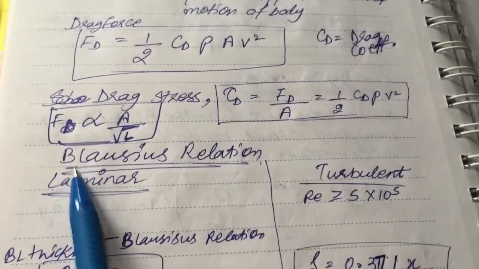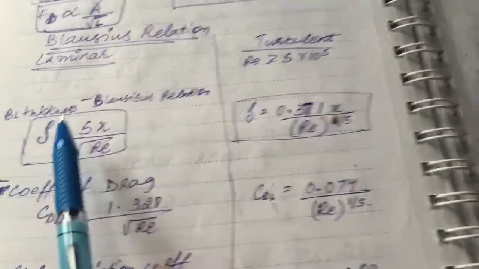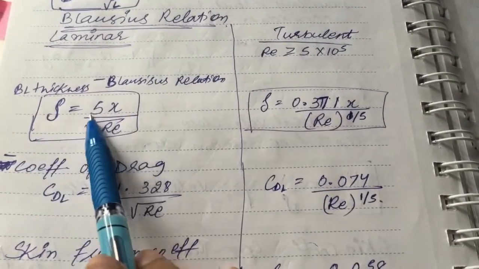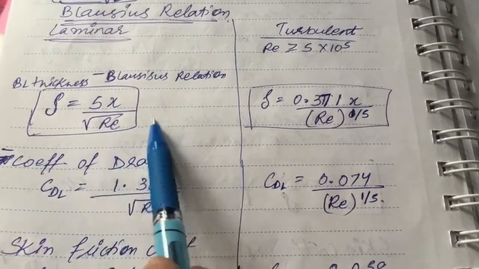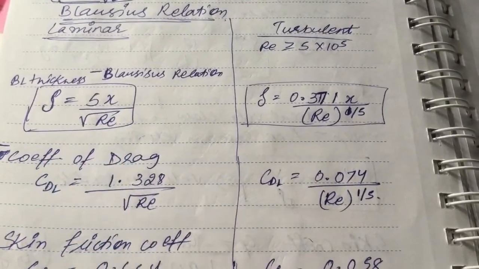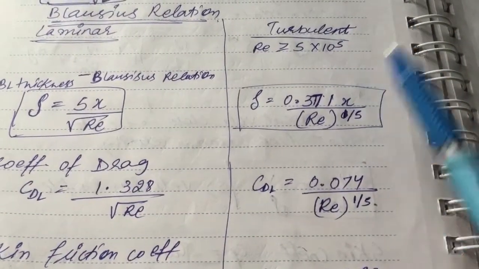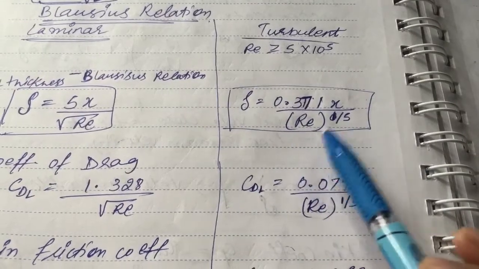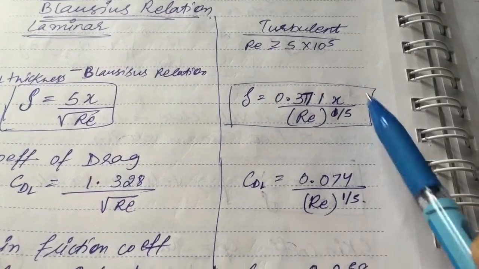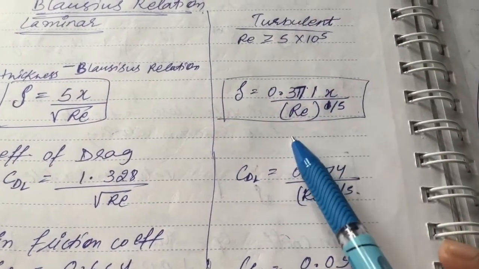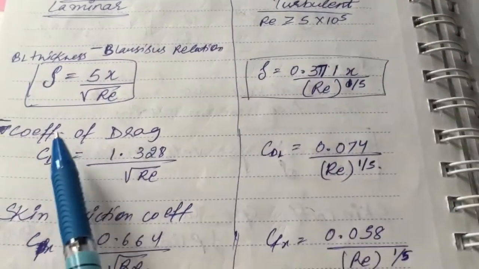Then we have Blasius relations for laminar and turbulent flow. The boundary layer thickness given by Blasius relation for laminar flow is rho equal to 5x by root Re. This is basically the relation between the thickness of the boundary layer and Reynolds number. And in case of turbulent flow, rho is given as 0.371x by Re to the power 1 by 5. Let me repeat, rho is equal to 0.371x by Re to the power 1 by 5.